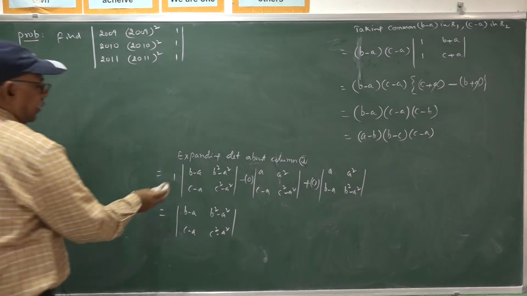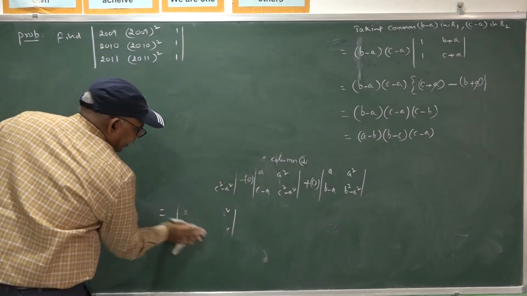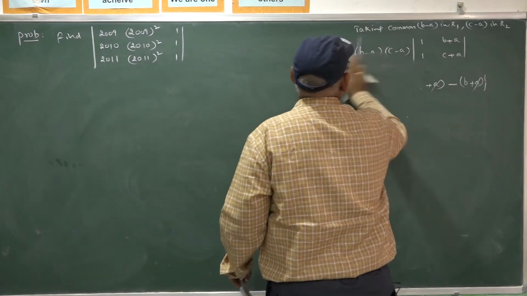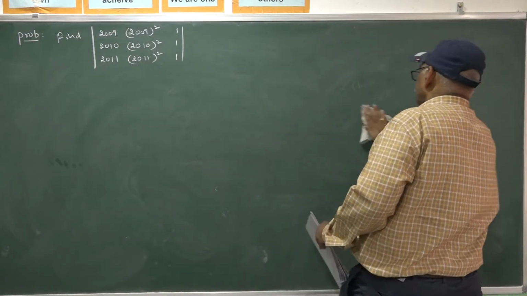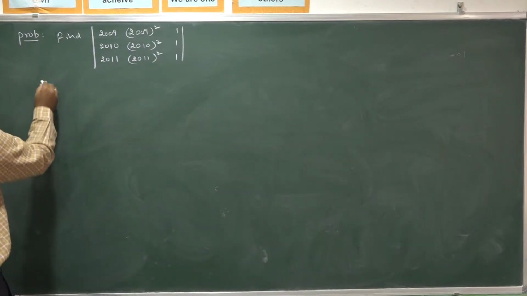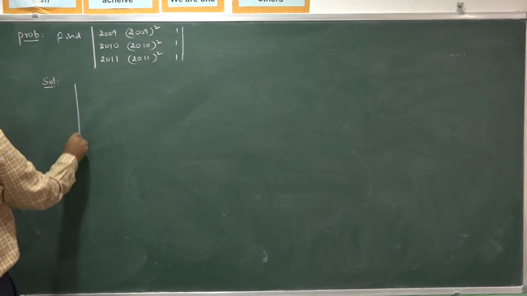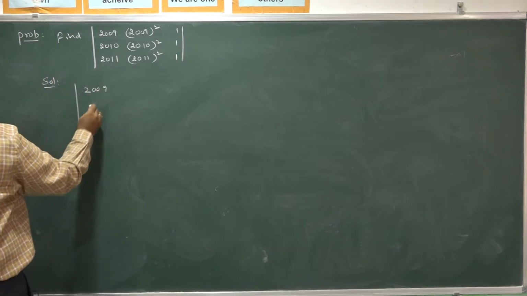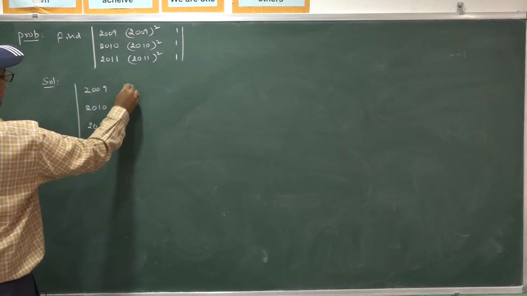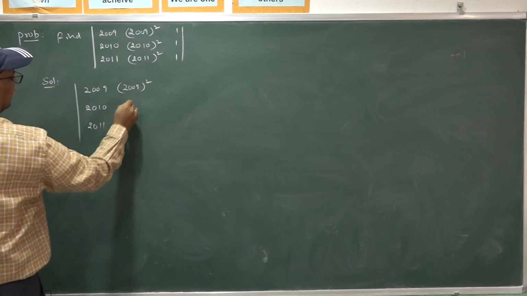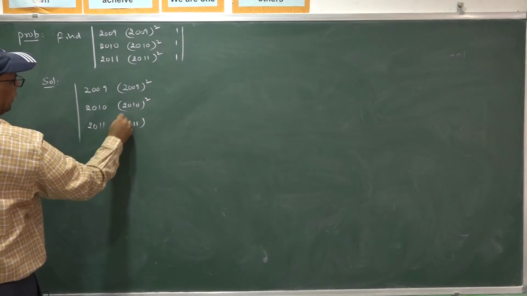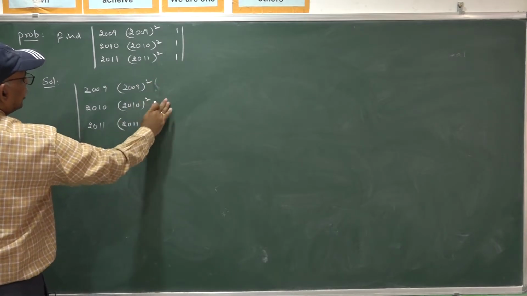To evaluate this determinant, you can use the previous problem as a formula. Now, to evaluate this determinant, consider the given determinant 2009, 2010, 2011; 2009 whole square, 2010 whole square, 2011 whole square; this is 1, 1, 1.